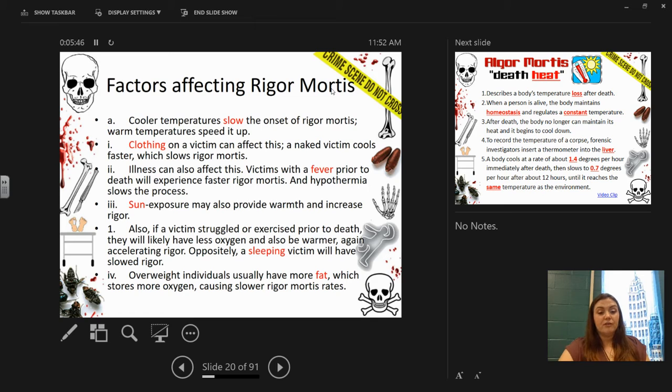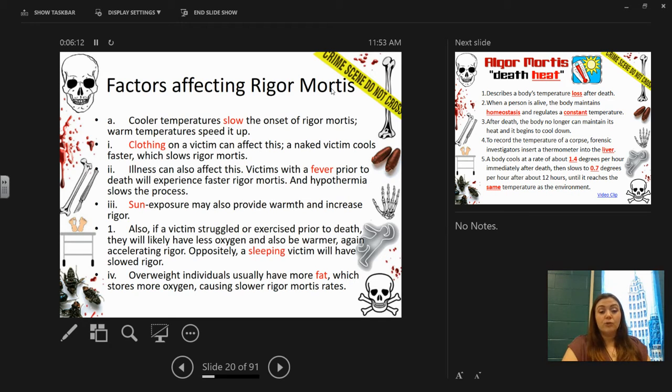Illness can also affect this if victims died with a fever. So they were sick, they had a fever. The fever makes them warmer. Warmer speeds things up, so they experience faster rigor mortis. It's going to happen probably before 2 hours are up. Or if they died of hypothermia, so they're freezing to death, then it's going to slow the process way down. The body's really cold. Sun exposure may also provide warmth and increase rigor. So if they're left outside in the sun, it's going to speed up the process.